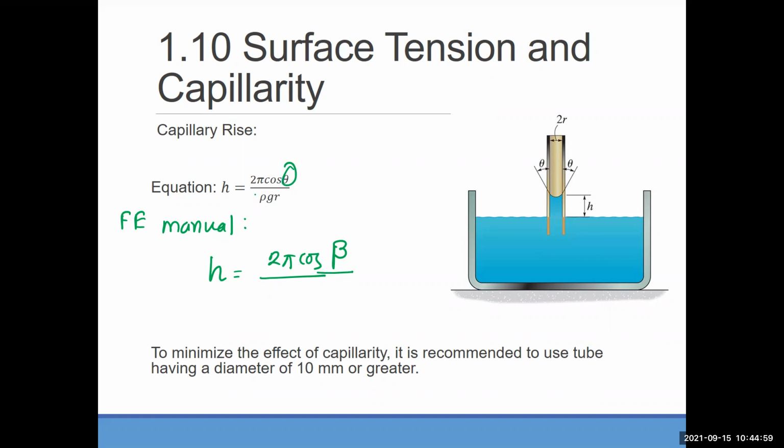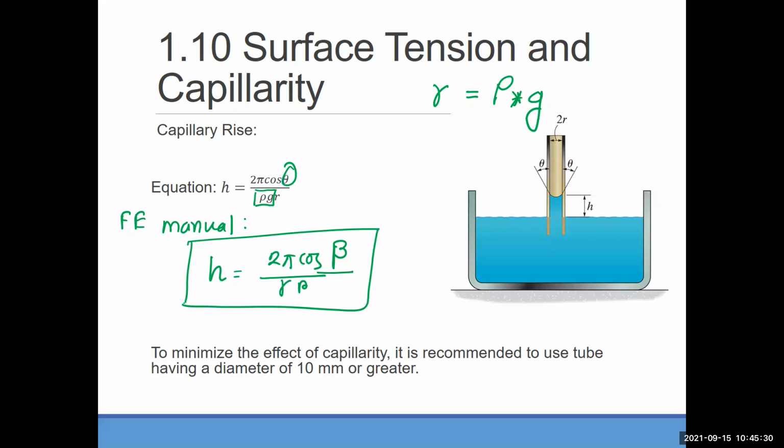And can you tell me rho g means what? Is there any other parameter I can use instead of rho g? Rho is the density. If you multiply rho with g, I can write down something else. What is that? Specific weight. Yes. So the gamma, right? So instead of rho g, they use gamma and r. So that's exactly the same thing. Just they use beta instead of theta.